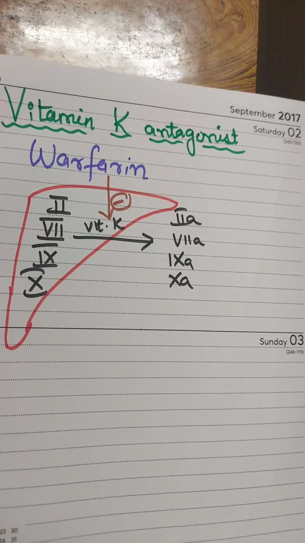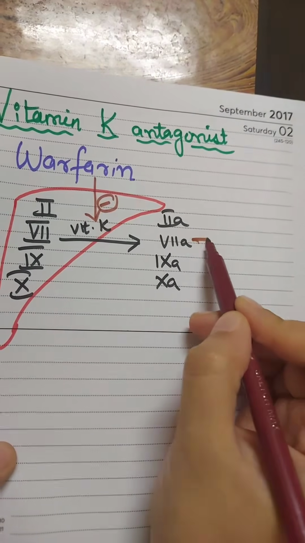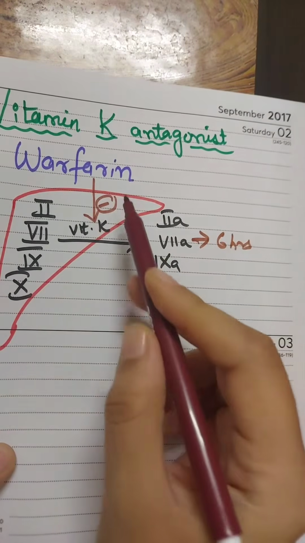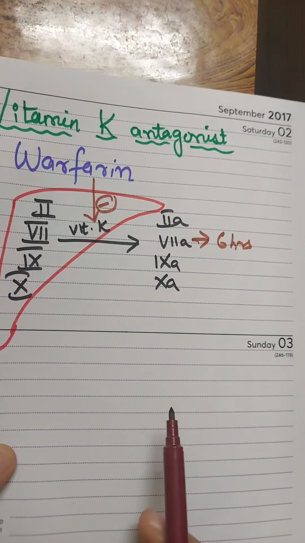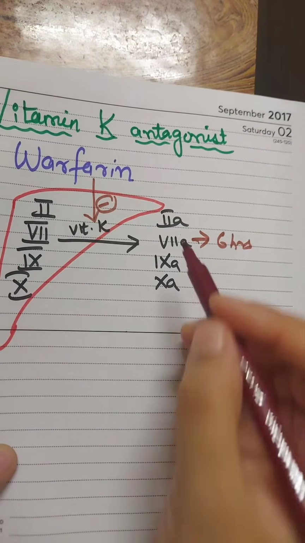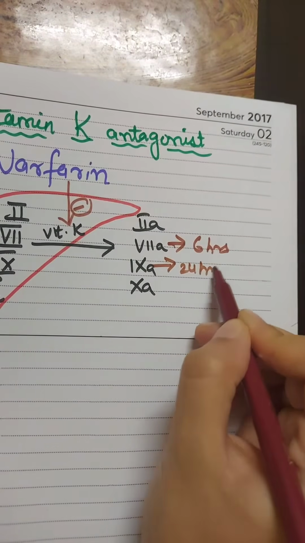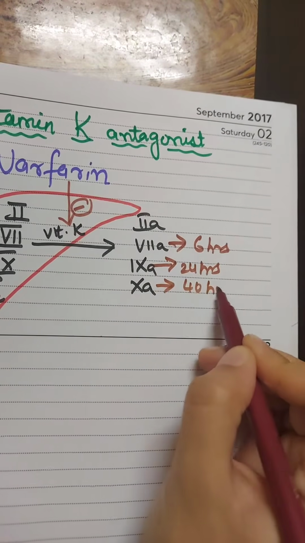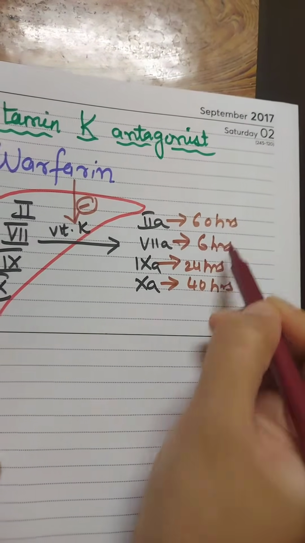Among these factors, factor 7 has the shortest plasma half-life, just 6 hours. So whenever warfarin is given, the level of factor 7 will diminish first. This is followed by factor 9, whose half-life is just 24 hours, then factor 10, whose half-life is 40 hours, and lastly factor 2a, whose half-life is nearly 60 hours.